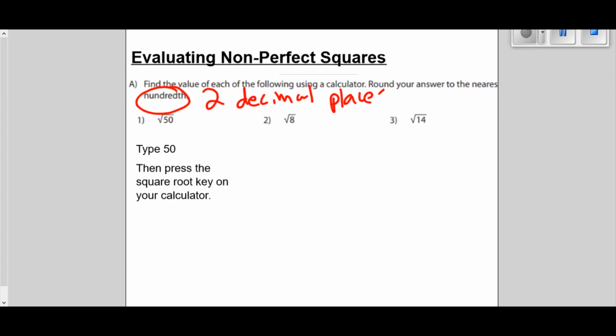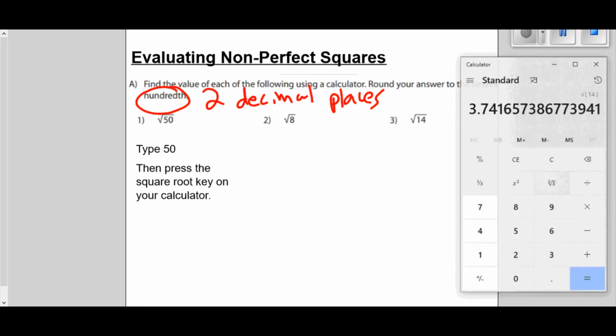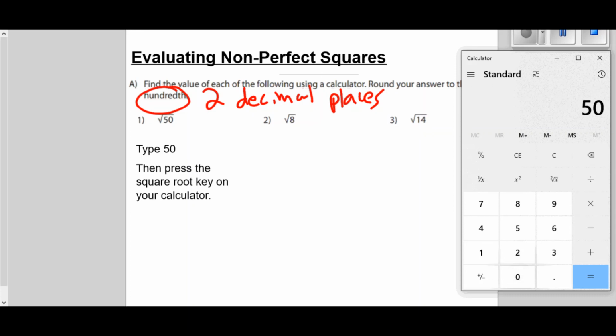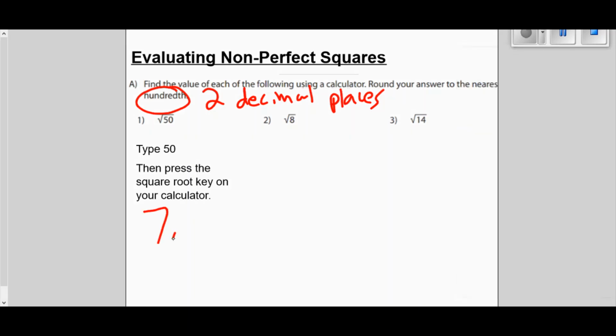So I wrote out the instructions for the first one. The square root of 50. You would type 50 in your calculator and press the square root key. You get 7.07. So that's exactly how you're going to do all of these.